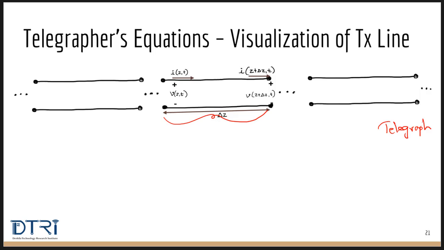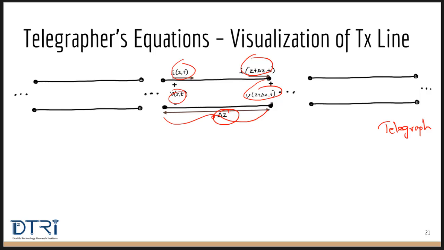These are the current and voltage functions. And these functions look a bit complex, so let me explain a few terms here. I stands for current, V stands for voltage, t stands for time instant, z stands for the distance along the length of the line. Since we are considering a small section of line, delta z represents the small section of a long line.